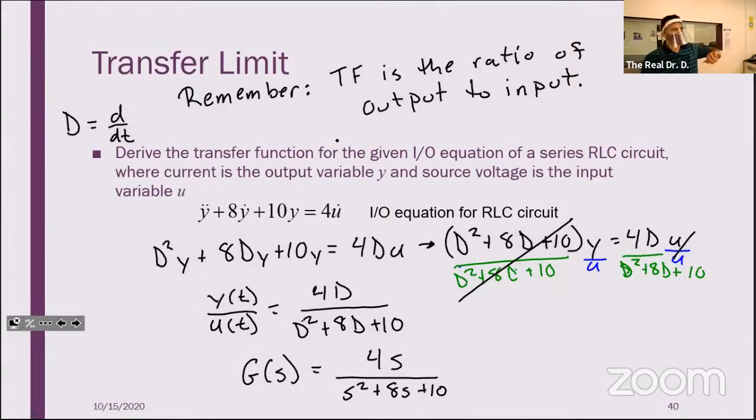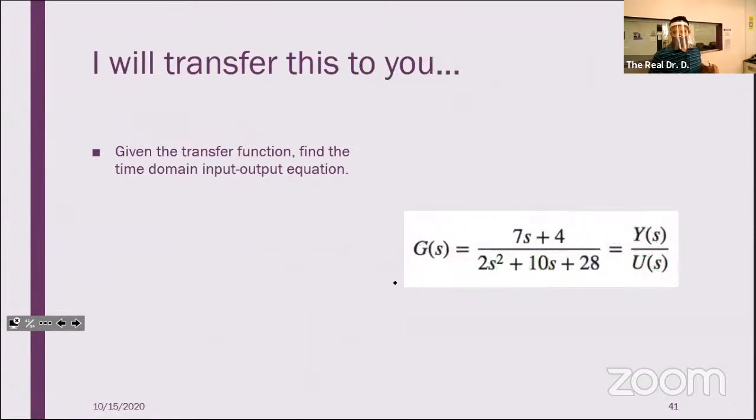Okay, let's try something else that's similar but different. What if I gave you a transfer function and asked you to give me the IO equation? What happens then? Dogs and cats living together, pure anarchy. What happens then? Nobody knows. We go home.